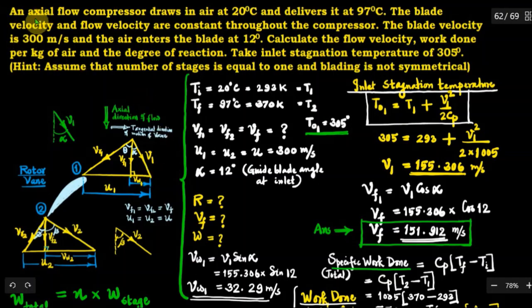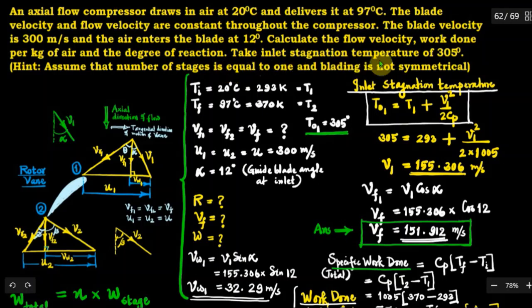Now consider the second numerical problem. An axial flow compressor draws in air at 20 degrees Celsius and delivers it at 97 degrees Celsius. The blade velocity and flow velocity are constant throughout the compressor. The blade velocity is 300 meter per second and the air enters the blade at 12 degrees. Calculate the flow velocity, work done per kg of air and the degree of reaction.